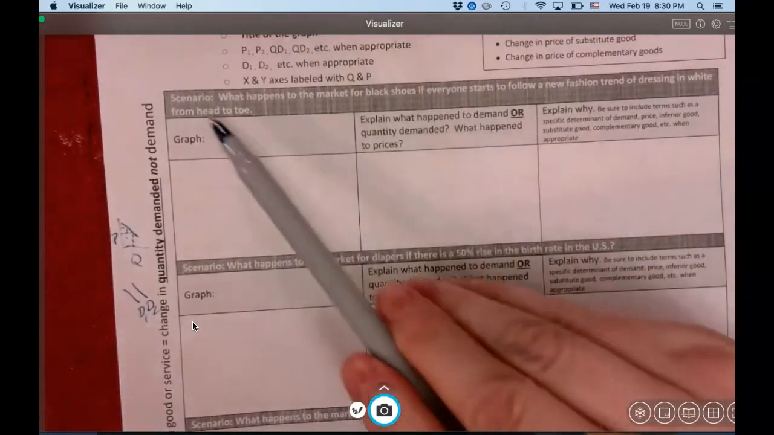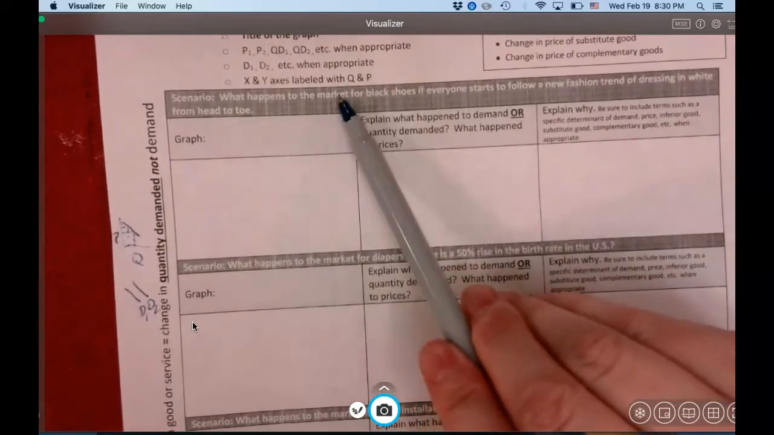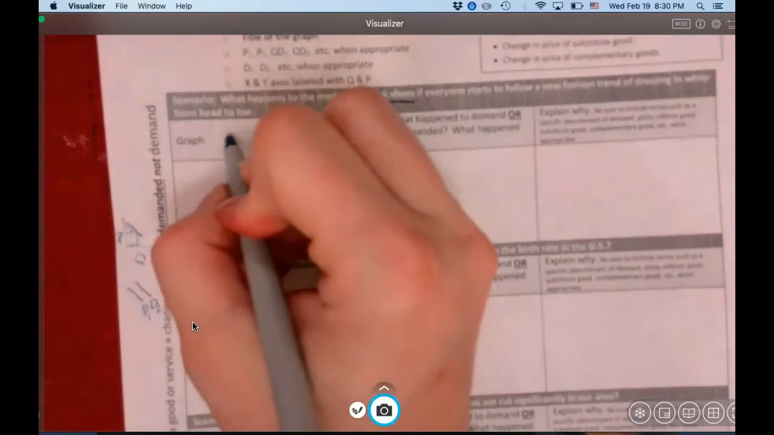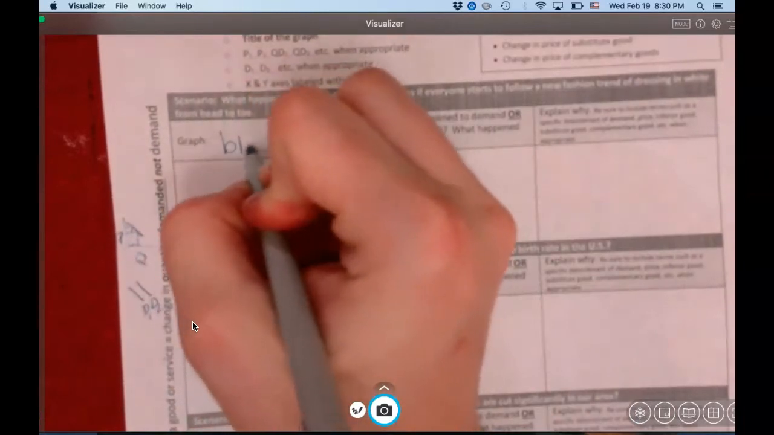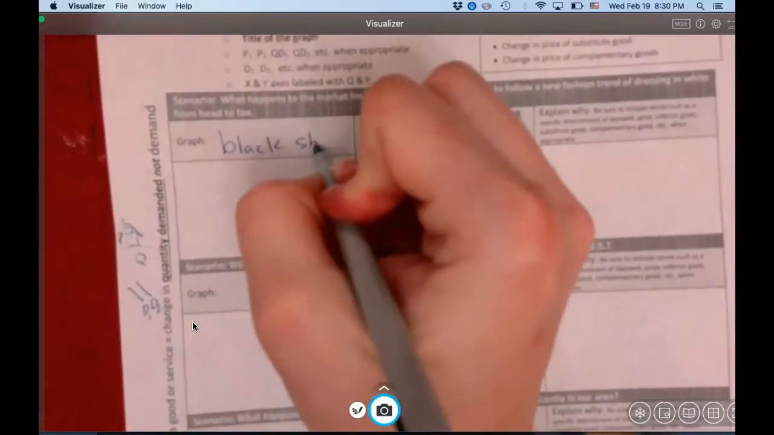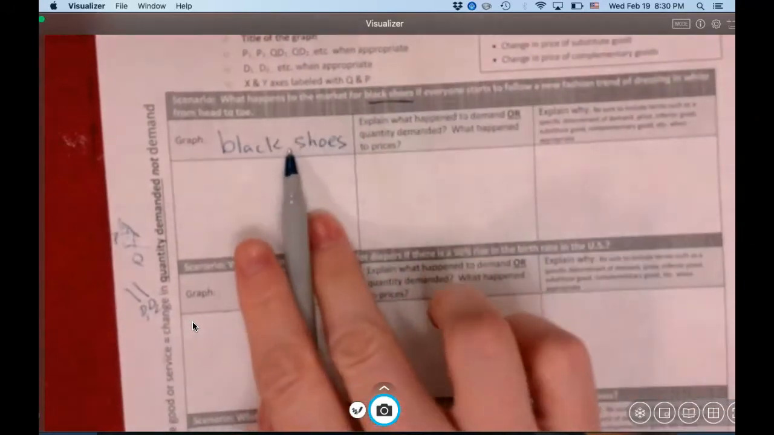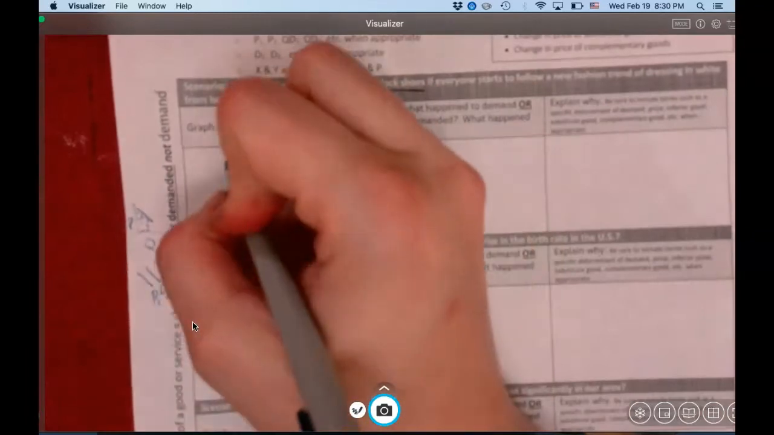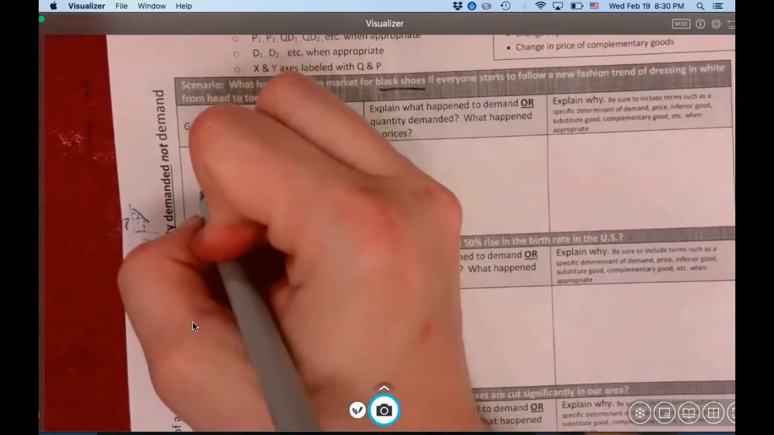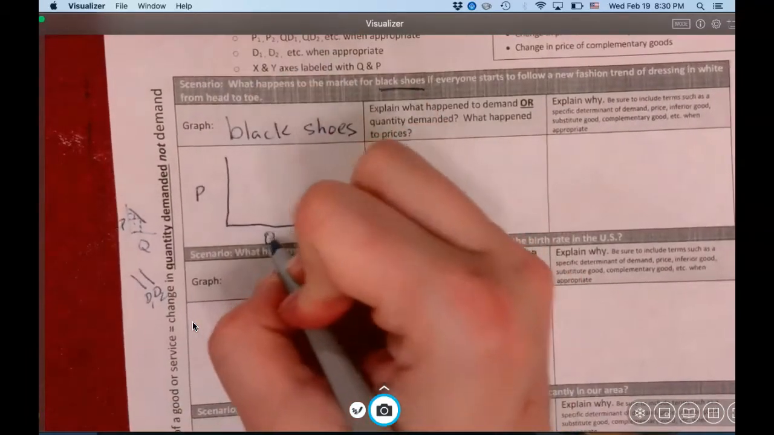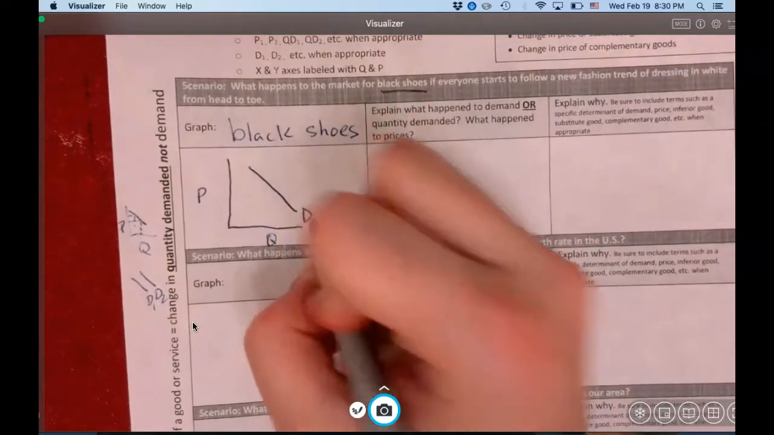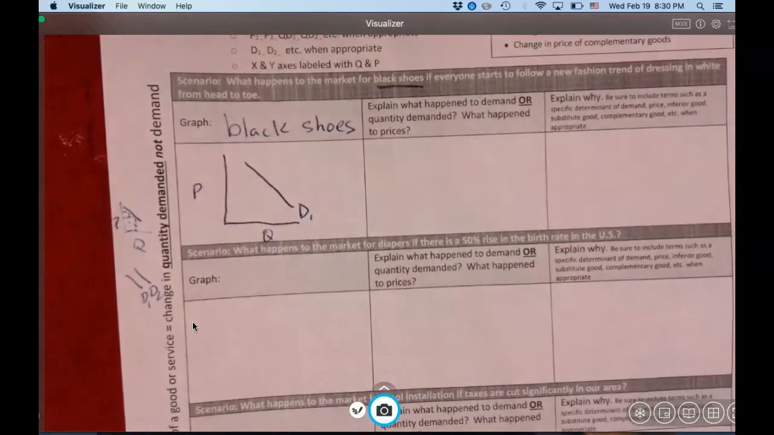We have what happens to the market for black shoes. Okay, so right away we know we're going to be graphing something to do with black shoes. So go ahead and put that in this box to title your graph. And you could go ahead while you're at it, give yourself the place to do your graph, your P, your Q, and your starting demand curve. We're going to be doing something with it. We'll come back to that later.